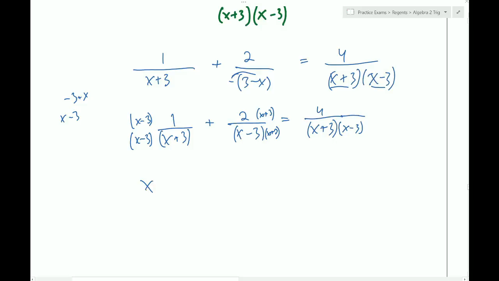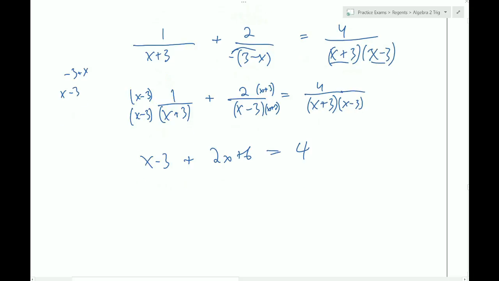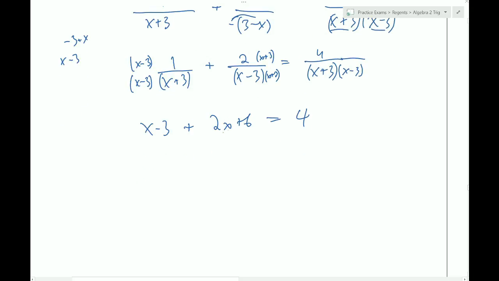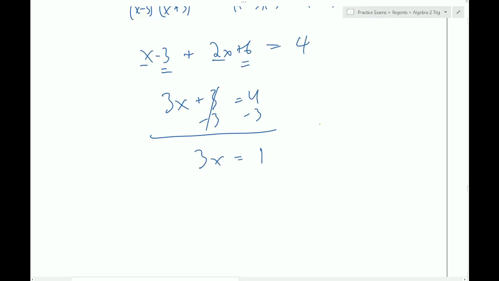And then we distribute in, so x minus 3 here, plus 2x plus 6, and of course I don't need parentheses on this first item here, equals 4. And now at this point I could drop the denominators since they're all equal to each other. So 2x and x makes 3x, and I have here a negative 3 and a positive 6, so 6 minus 3 is 3. And then I can subtract my 3, and 3x is 1, divide by 3, I get x is 1/3.